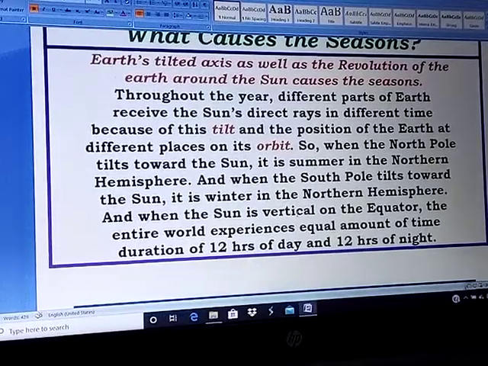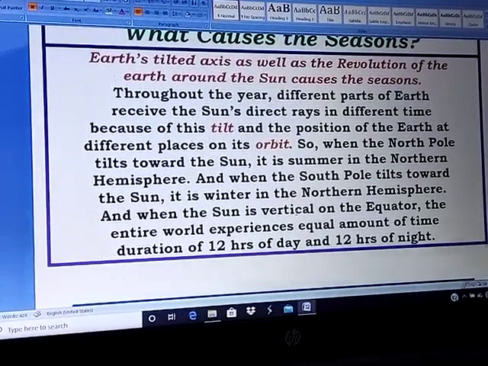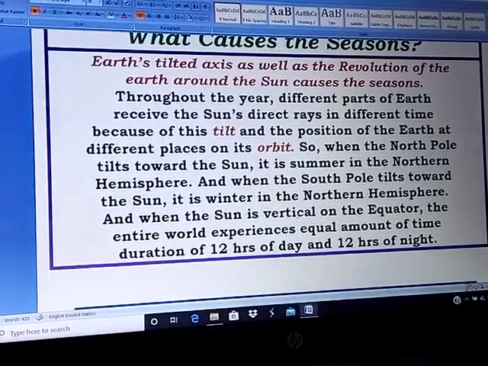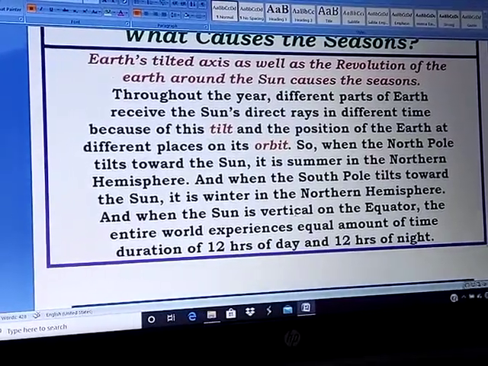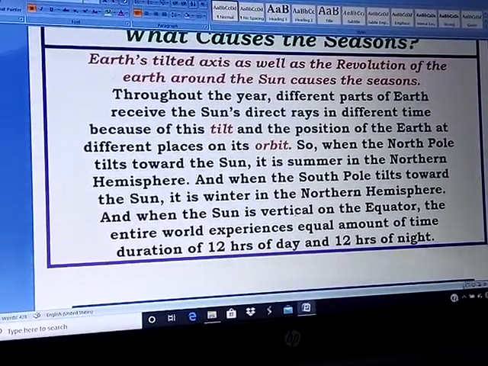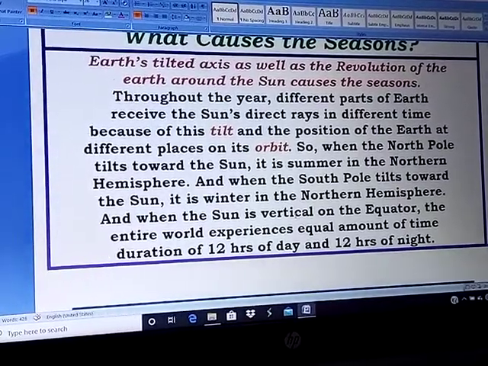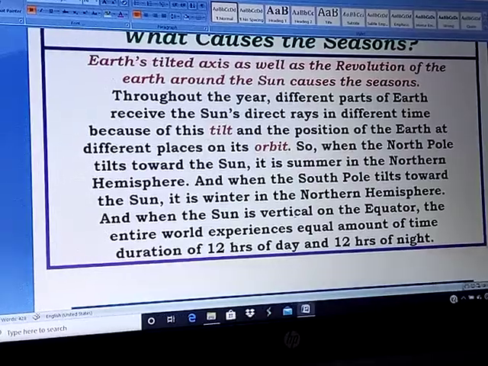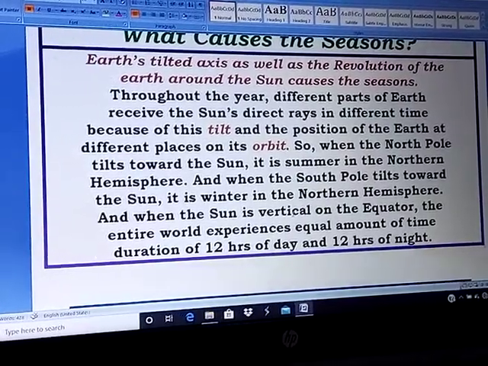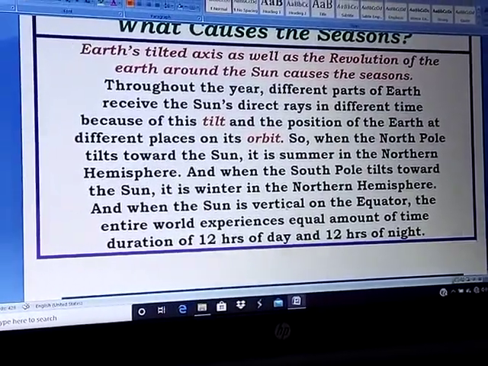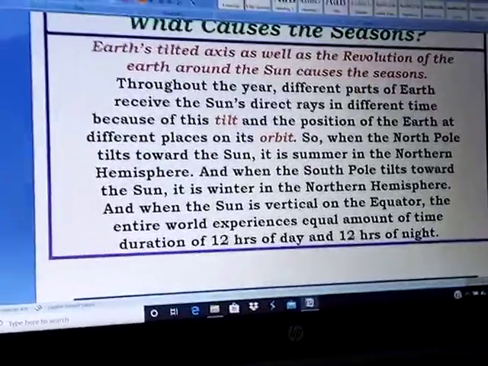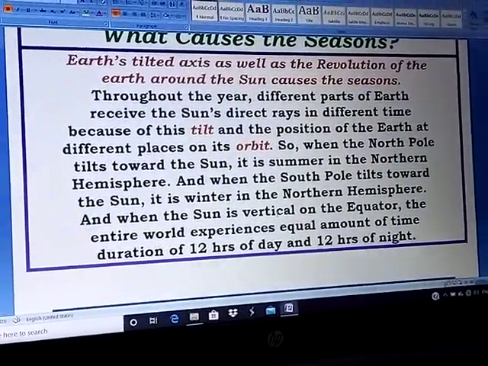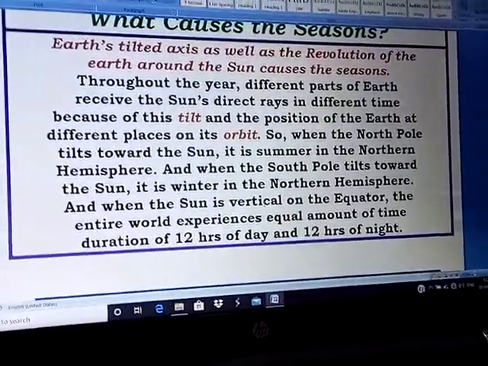northern hemisphere gets winter. And interestingly, when the sun is overhead over the equator, that happens twice in a year, during the spring as well as during the autumn. When the sun is overhead or vertical directly over the equator, then throughout the earth, throughout the world, we will get 12 hours of day and 12 hours of night.